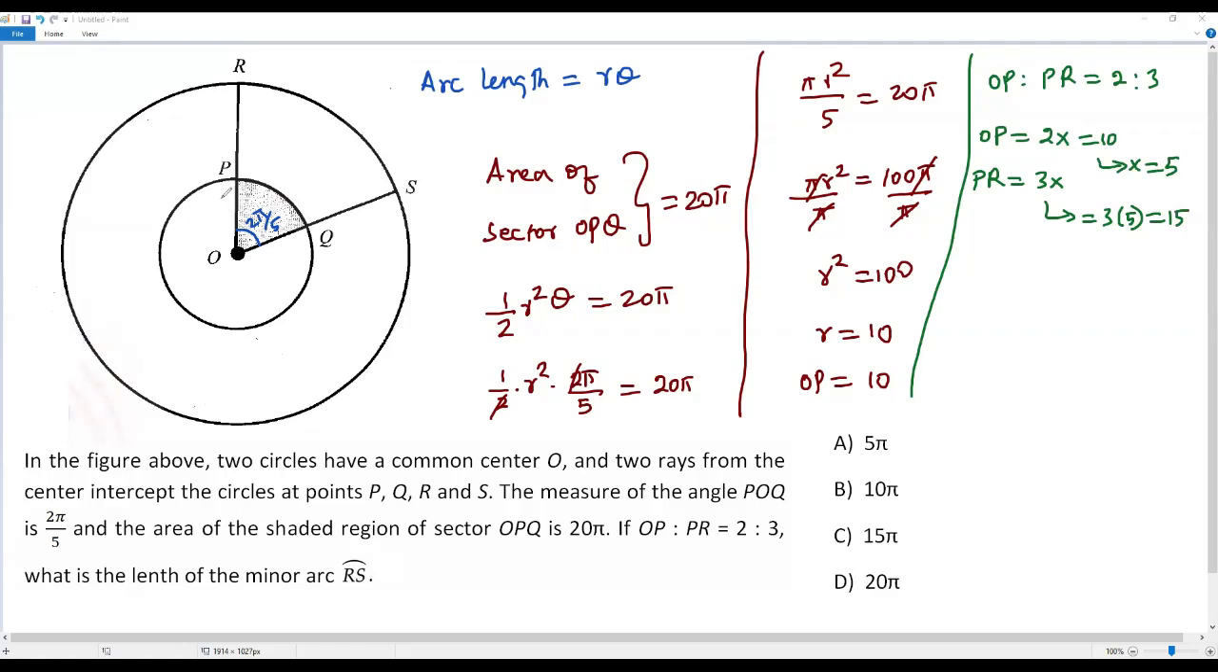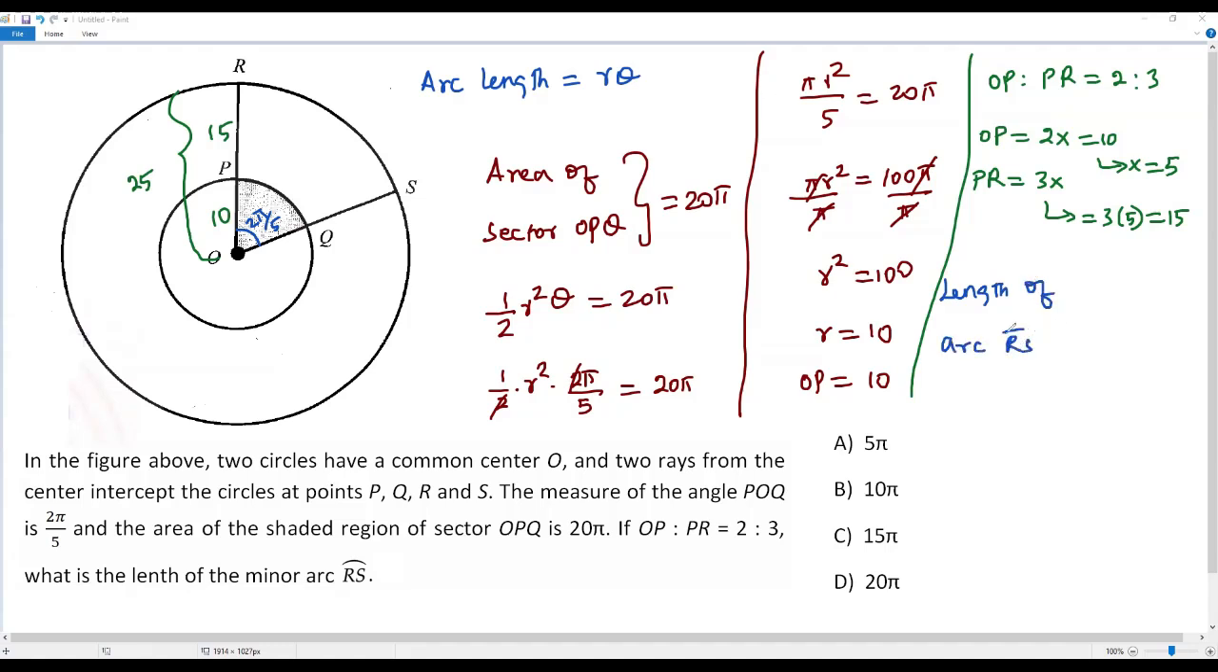Already we have the length of OP, that is 10 over here. Now we got the length of PR, which is 15. So the radius of the bigger circle is 10 plus 15, which is 25. Now I got the radius of the bigger circle, 25. Now let me start finding the length of the minor arc RS according to the question. Let me write it over here. Length of arc RS, minor arc.